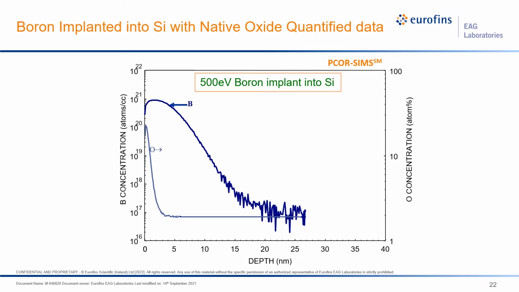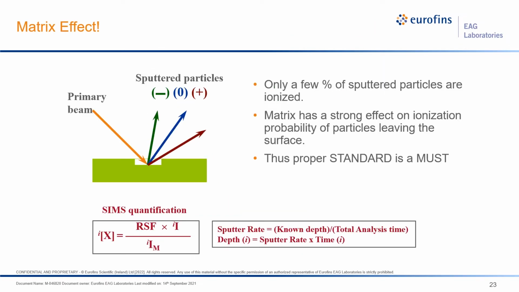So this is the quantified profile of the boron. As you can see, it has the expected Gaussian shape, even though it's only 5 to 10 nanometers wide, and we see an oxygen marker for it. So it is possible, by doing proper calibration, to get a profile shape that is reasonable in comparison to what comes out of the SIMS machine.